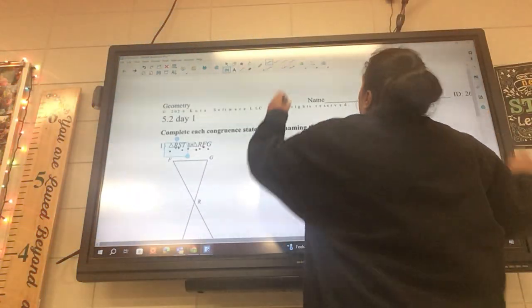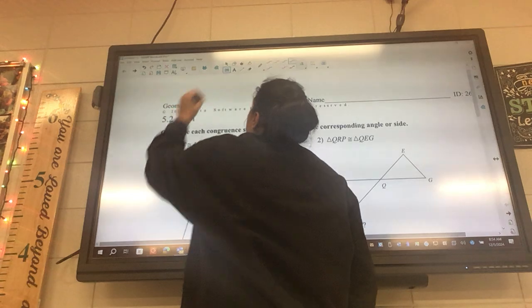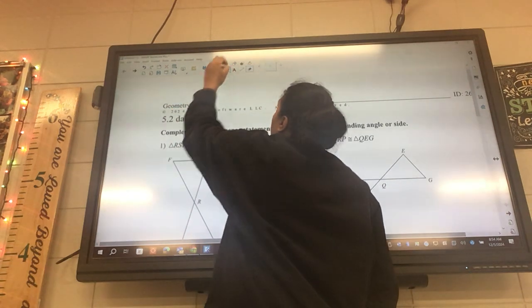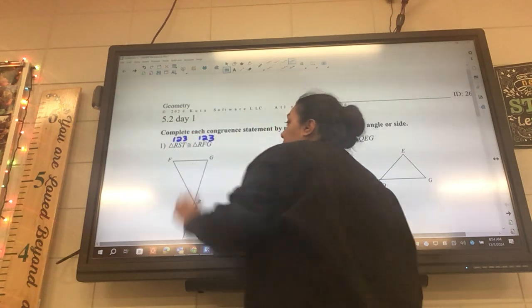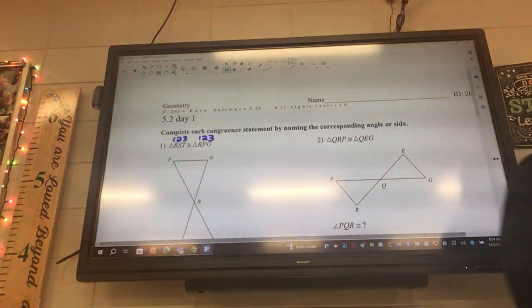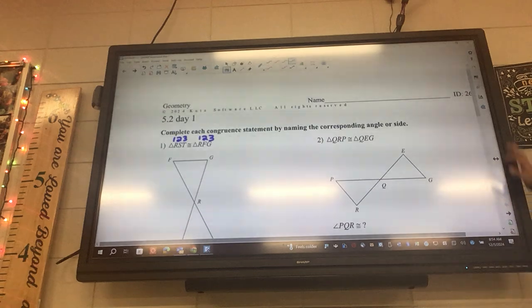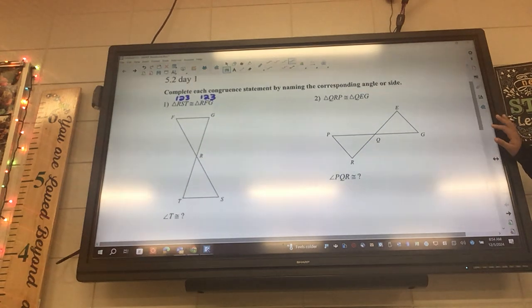To number these, up here is the easiest way. So I would say 1, 2, and 3. You have to go exactly in the same order. Okay? Now, if we're looking for T, what number is T?